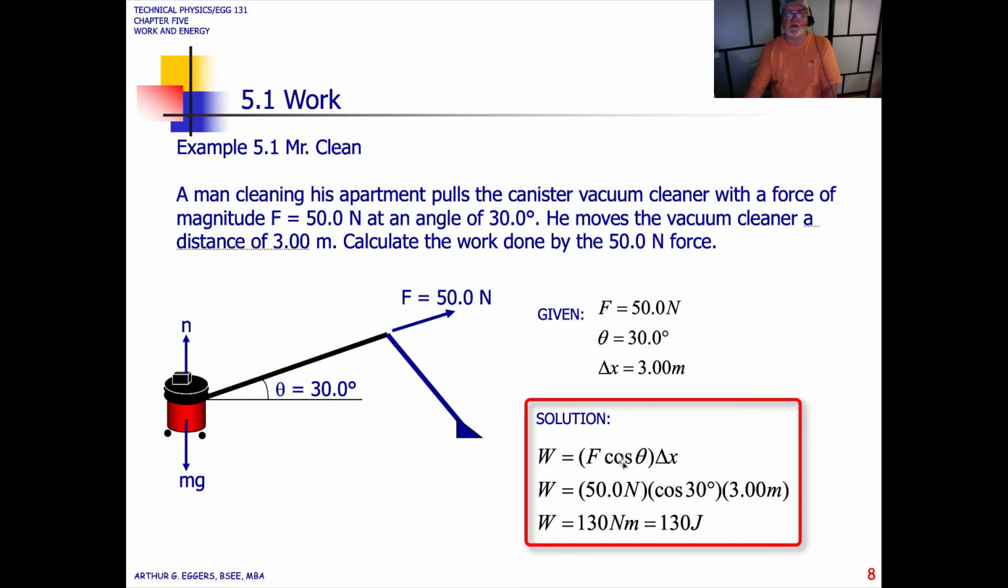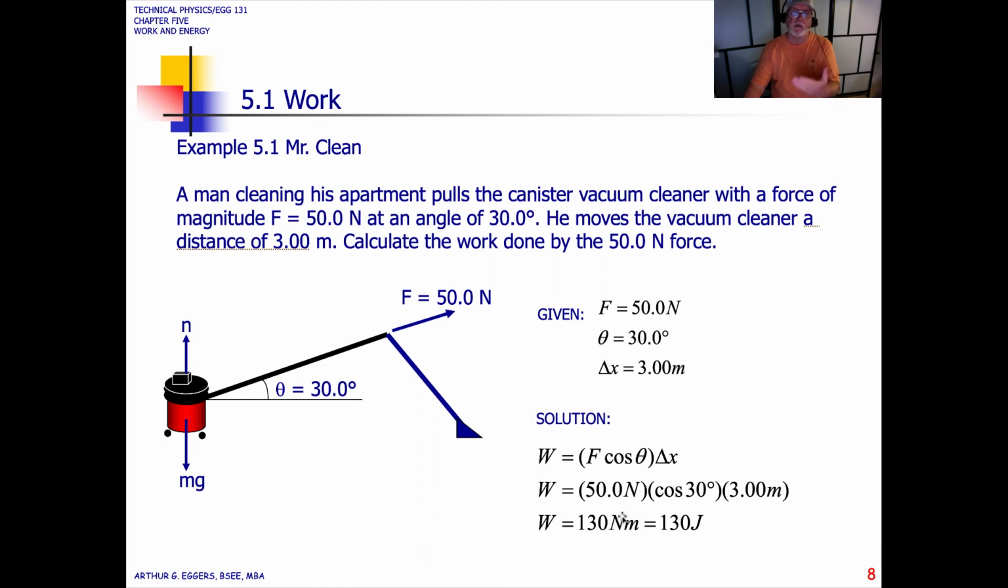Work is equal to force cosine theta times delta x. We have 50 newtons times the cosine of 30 degrees times 3 meters. And we get then work as 130 Newton meters, which we can call 130 joules. Again, as I said, we could call this 130 kilogram meters per second squared times meters, which would become kilogram meters squared per second squared.